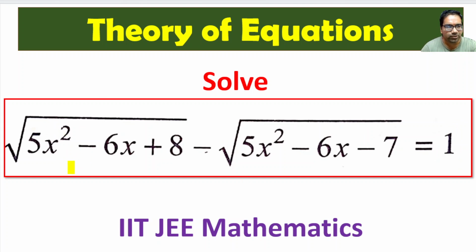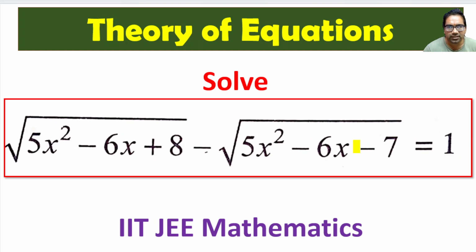Now here we can see one more similarity also. 5x square minus 6x, 5x square minus 6x. This is common in both the places, and plus 8 and minus 7. Let us solve it by the regular way. There's a difference of 8 and 7, which is 15 units between this number and this number. Okay, let us try to use that later.